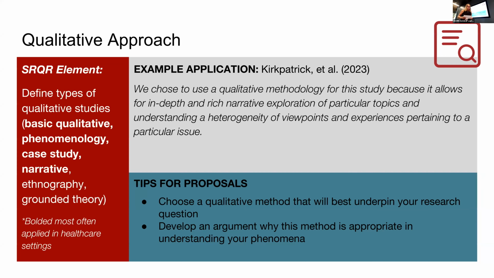So the first tip of the SRQR element is to define types of qualitative study. You have to be able to articulate what type of method you're going to be using. It could be anything from basic qualitative research, which is fine to do. You could narrow it down to a phenomenological study, a case study, a narrative, ethnographic study, and or a grounded theory study. There's lots of ways you can go about it.